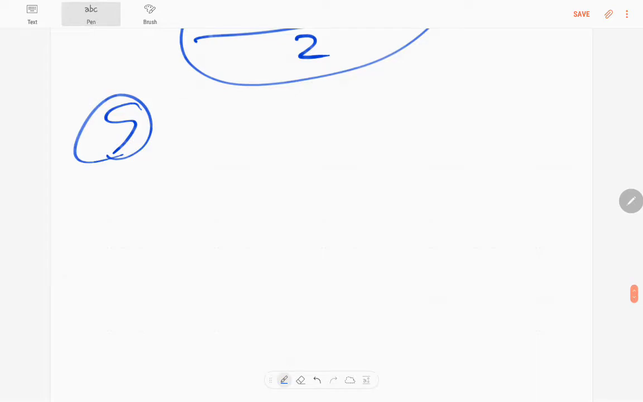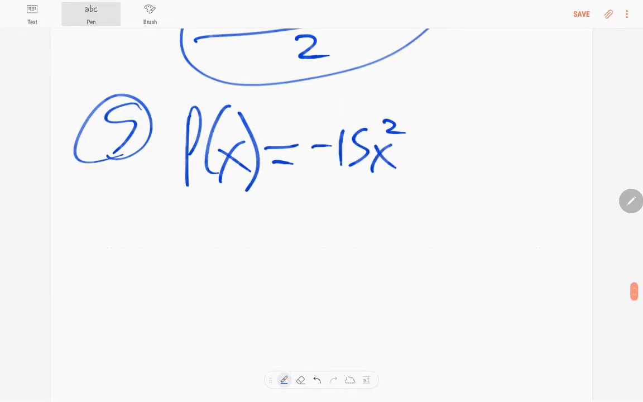The profit for a product is given by the following function, where x is the number of units produced and sold. How many units give break-even points for this product?